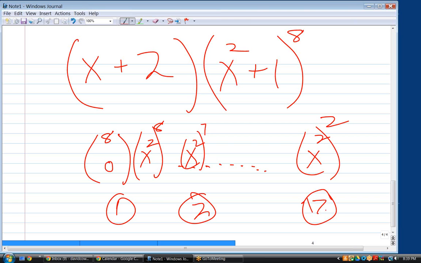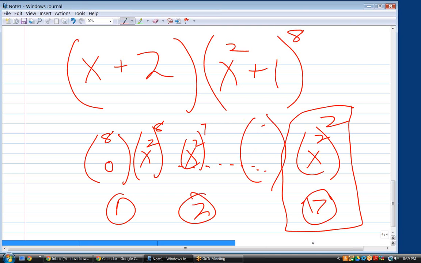Second term is a 7, the seventh term is a 2. In the ninth term, it's a 0. But this is the critical part right here. Where is the exponent of the x squared term equal to 2? It's the seventh term. What goes in here? You choose. What is it? 8 choose 6.